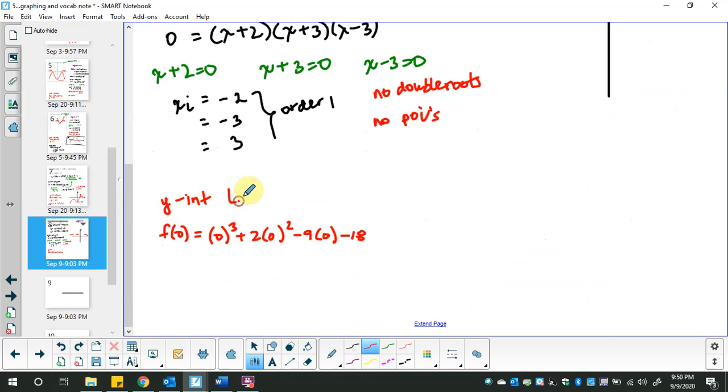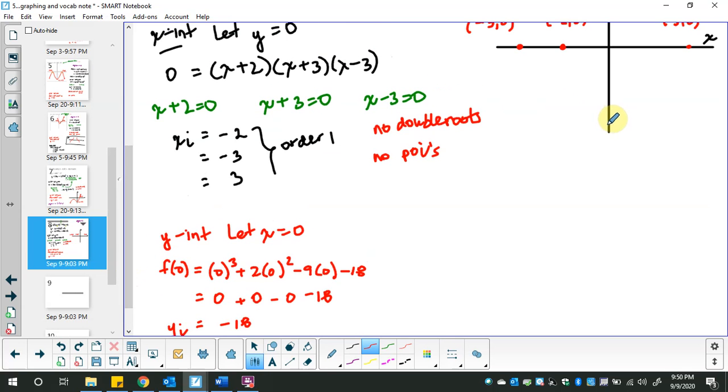Don't forget to tell me what you're finding, tell me what you're doing, do it. 0 cubed is 0. Plus 2 times 0 squared is 0. Minus 9 times 0 is 0. Minus 18. 0 plus 0 minus 0 minus 18. Because this is in standard form, you are not multiplying these together, and I am showing way too much work. That's the Y-intercept, which I will plot here for fun.